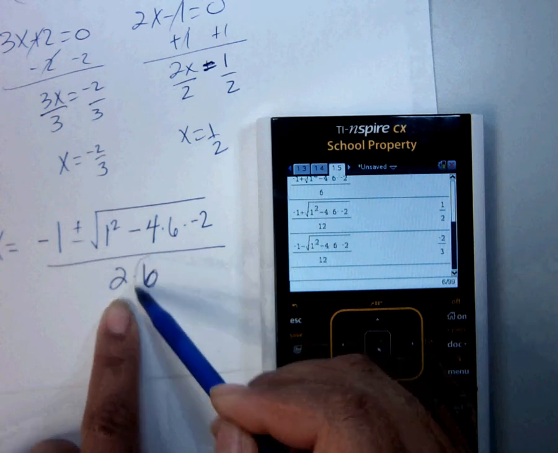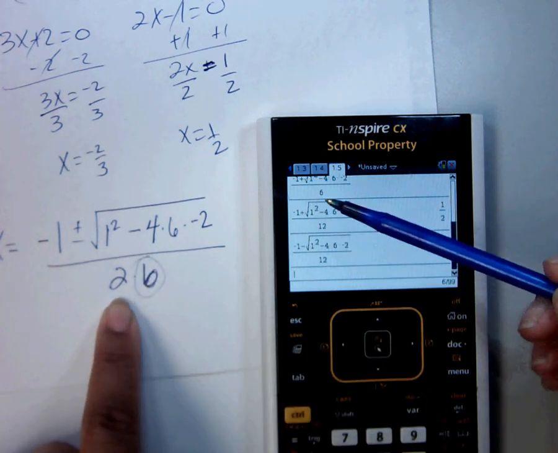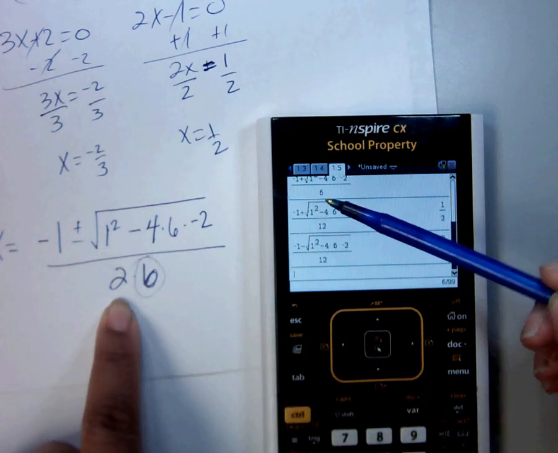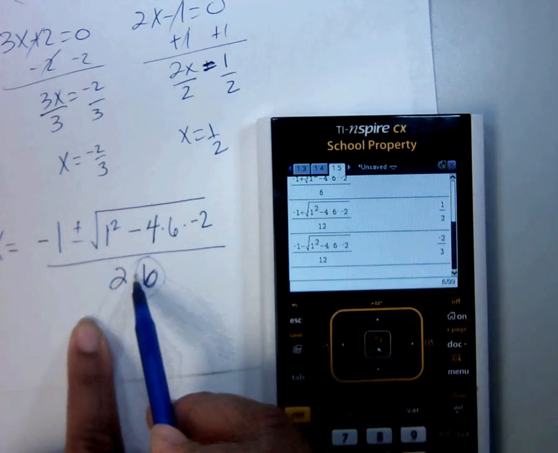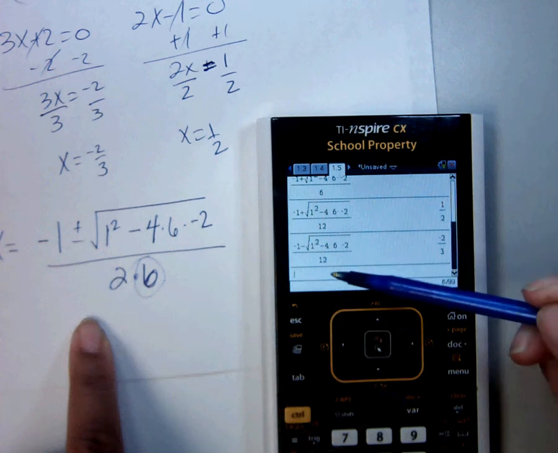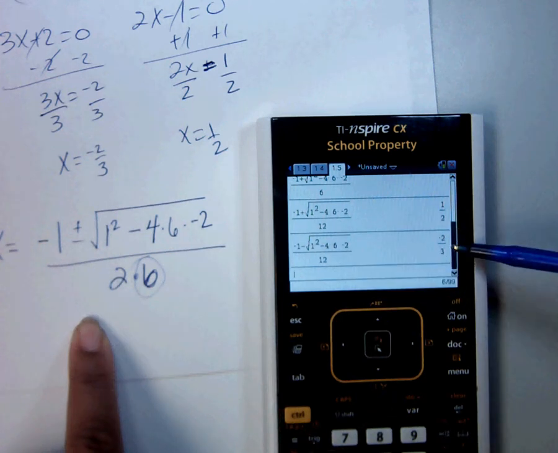So we learned a couple of things. Don't just put 6 in as the bottom, like I did. Don't assume that it's always 1. Don't forget to multiply 2 times a. And for this one, it was 12. And when I did that, I got the correct answers.